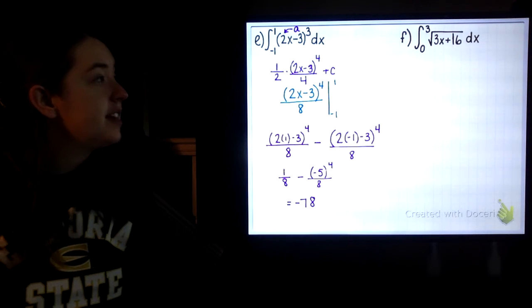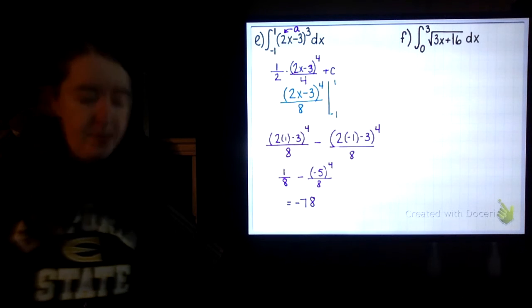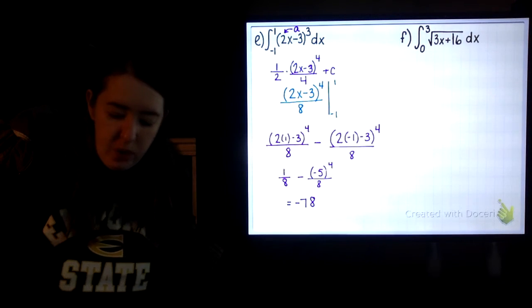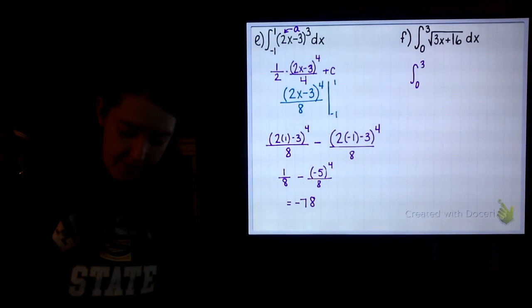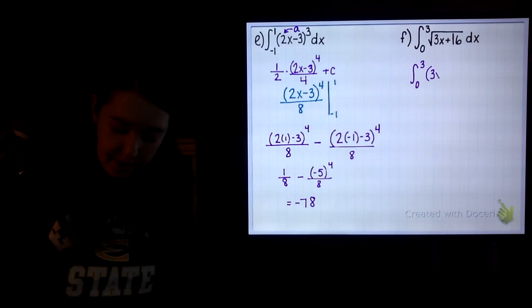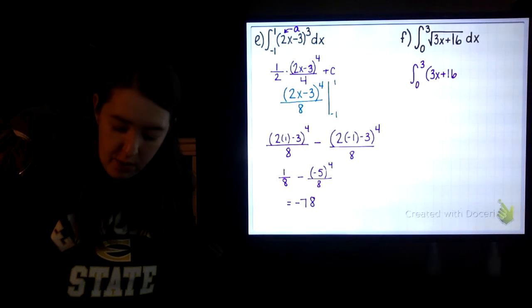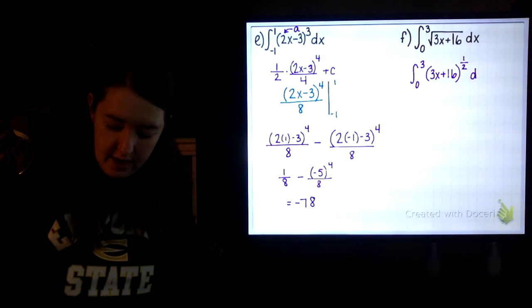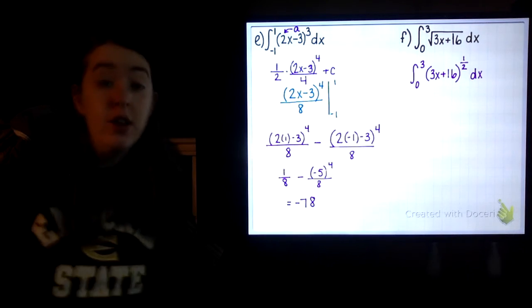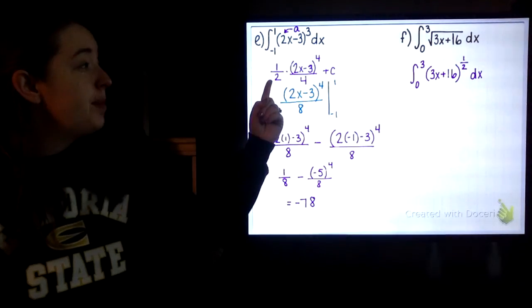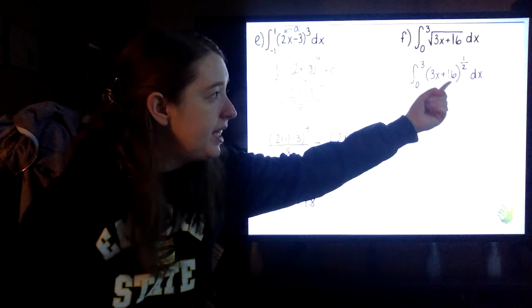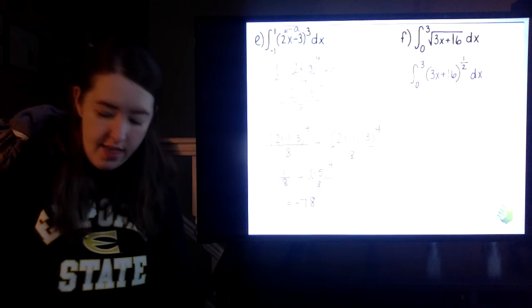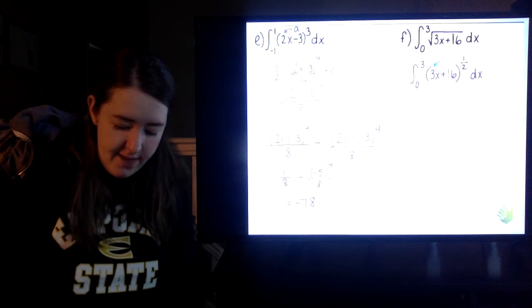Okay, now let's take a look at this next one. So it's going to work kind of the same way. What might be helpful is to rewrite this as the integral from 0 to 3 of (3x plus 16) to the 1/2 power dx instead of the square root. Okay, so the next thing we have to do is remember that since we have something linear on the inside, just like we did over here on E, that means that 3 is going to be my a value.